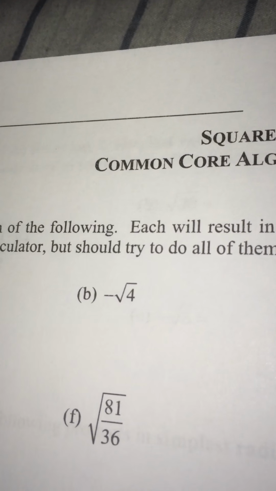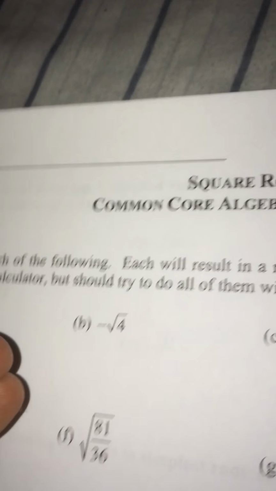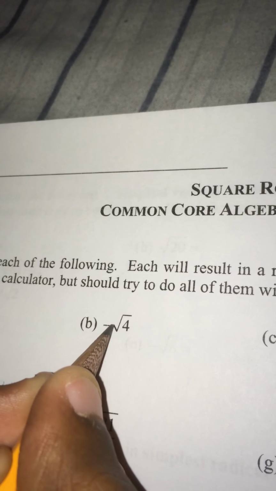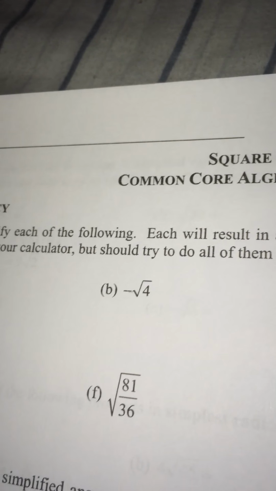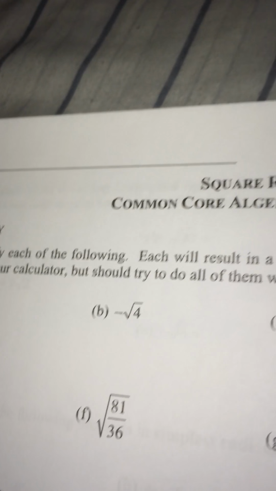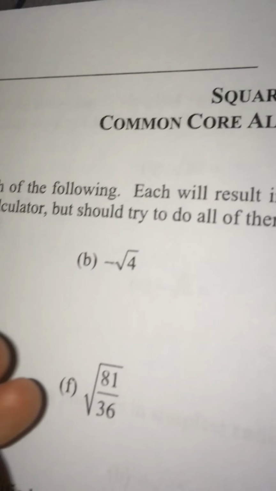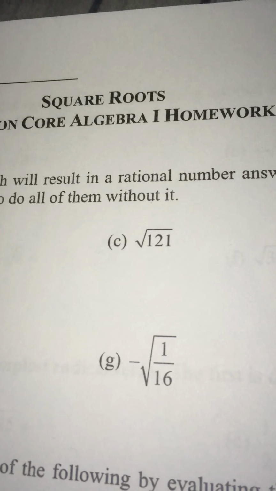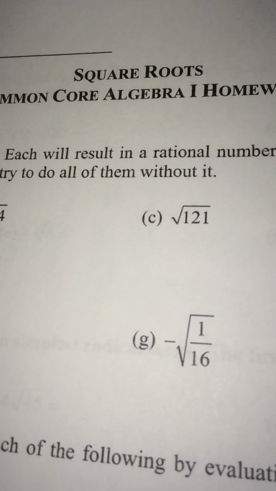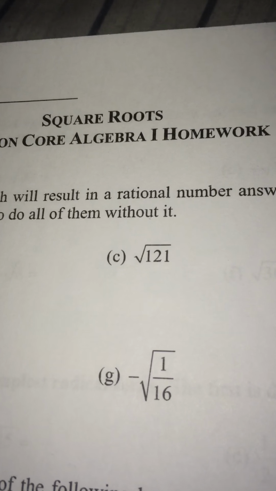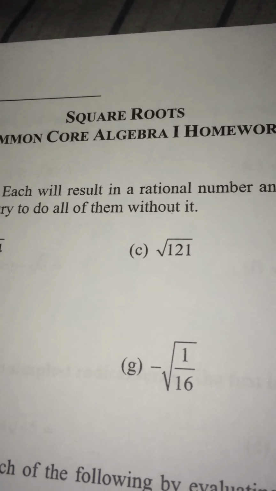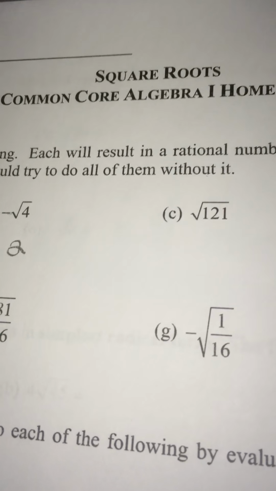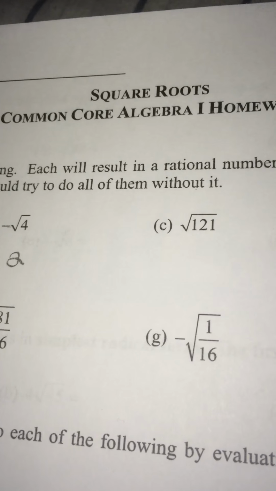Now, this may trick you, because you may think that the negative goes with the square root. Well, it doesn't. It's the negative of the square root. So this would be negative 2. Now let's move on to C. Square root of 121. That's like saying 11 times blank equals 121. If you do the math or use your calculator, you will get 11. So the square root of 121 is 11.